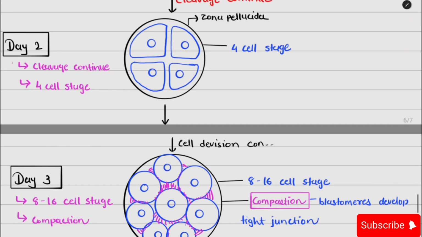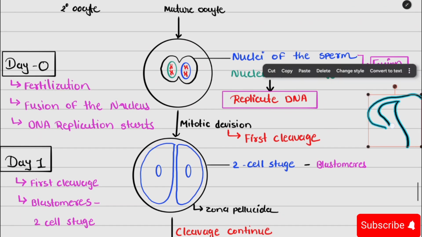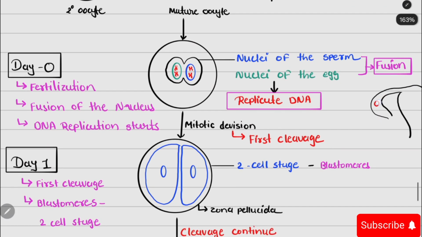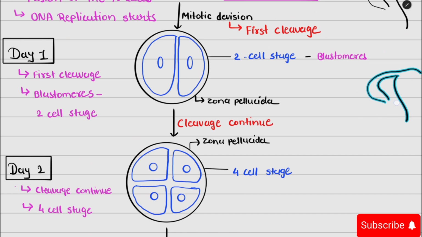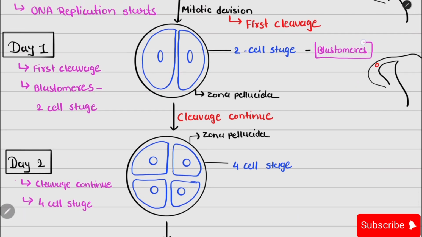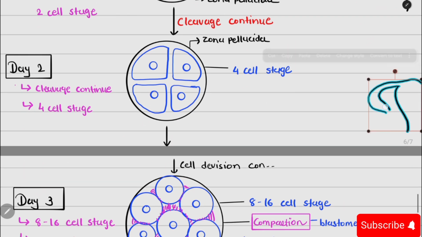So we have a question: where does this process take place? Fertilization occurs near the ampulla of the fallopian tube on day 0, and fusion of the nuclei takes place. Now on day 1 the two-cell blastomere is in the isthmus of the fallopian tube. As we can see here, the blastomere travels toward the uterine cavity.